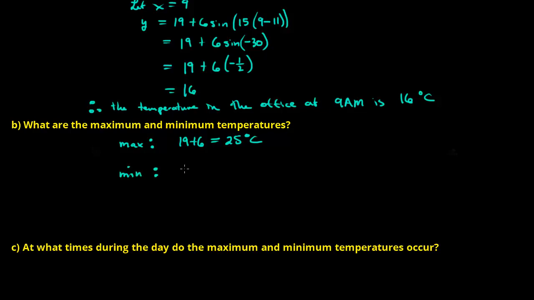The minimum is going to be 19 minus 6, because it would be 19 plus 6 times negative 1, because the minimum value of sine of any angle is negative 1. So the minimum would be 19 minus 6, which is equal to 13 degrees Celsius.